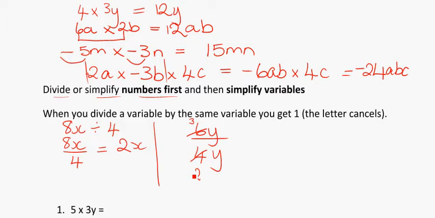Now you could also put it into your calculator, like you learned in the number topic, and the calculator will simplify it for you. So we've still got a 3 on the top and a 2 on the bottom. Now if there's a y on the top and a y on the bottom, they will cancel to 1. And so they disappear because it's 3 times 1 over 2 times 1, which is just 3 over 2. So when you divide a variable by the same variable, you get 1. So the letter cancels.